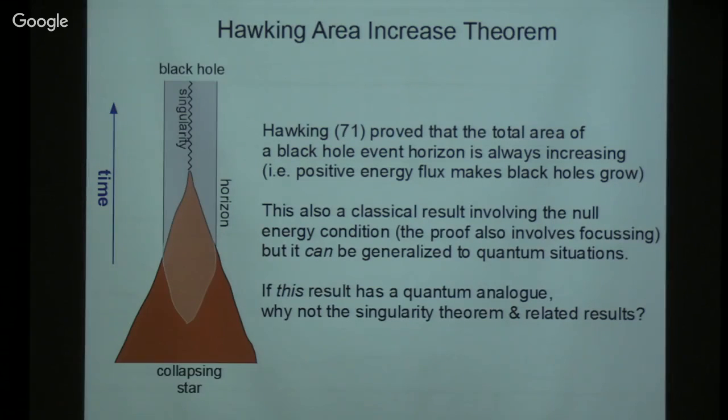Another theorem by Stephen Hawking says that the total area of a black hole event horizon is always increasing with time. So when you feed a black hole with positive energy, it makes it grow. Just like when you feed people, it makes them grow. This is a classical result that also involves the null energy condition and focusing of light rays. In fact, the proof is very similar to the Penrose Singularity Theorem. But it turns out this statement can be generalized to quantum situations in a way that I'm about to tell you. And if this result can be generalized, why not the others?